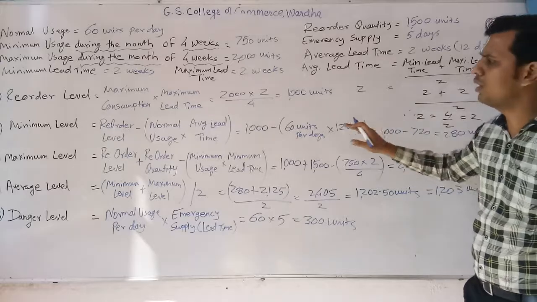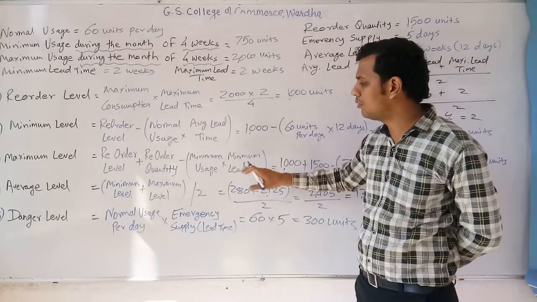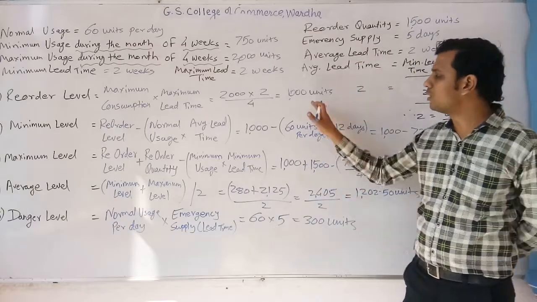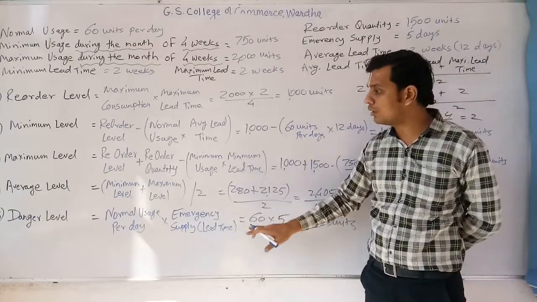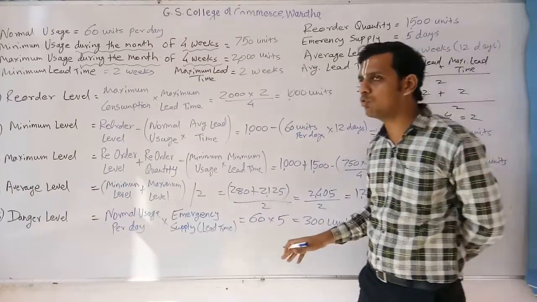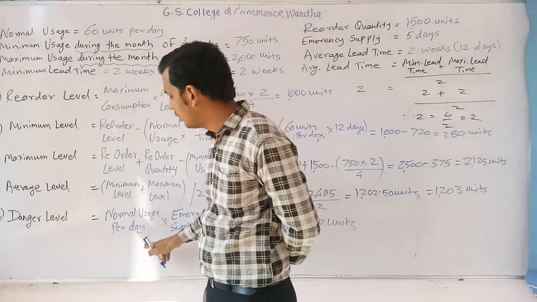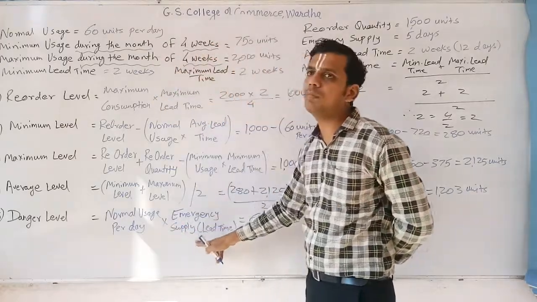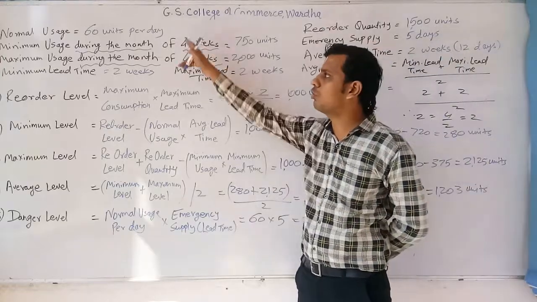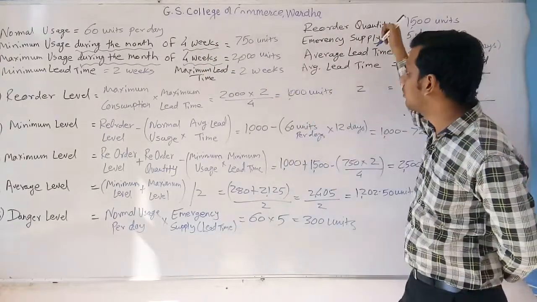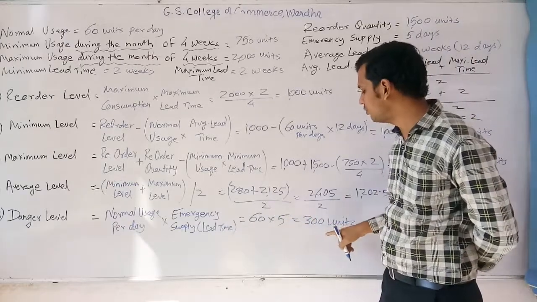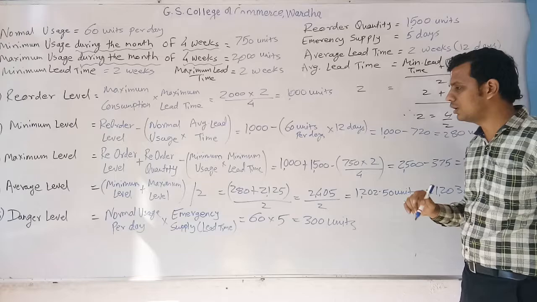In this particular question we have to calculate 5 things: reorder level, minimum level, maximum level, average level and danger level. From all these 5, the first 4 we have calculated one time or another, but danger level is the first problem related to it. The formula is quite simple: normal usage multiplied by emergency supply time. Normal usage was 60 units per day, whereas emergency supply time was 5 days. So we multiplied 60 into 5, and we get 300 units.